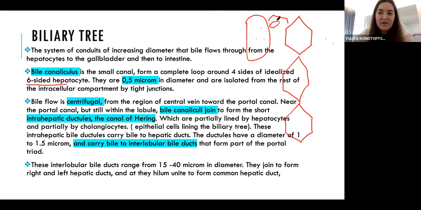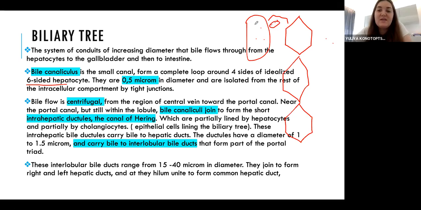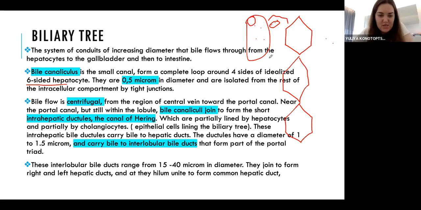What is the job of the Ito cell? Storage of vitamin A. Which cell is sitting in the sinusoid? A macrophage, which we call the Kupffer cell. In the sinusoid, there is a Kupffer cell. So is it more understandable, more or less, where we are? Hepatocytes, blood vessels, we're in the lobule somewhere.